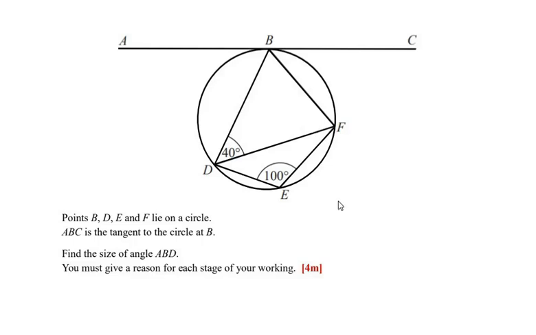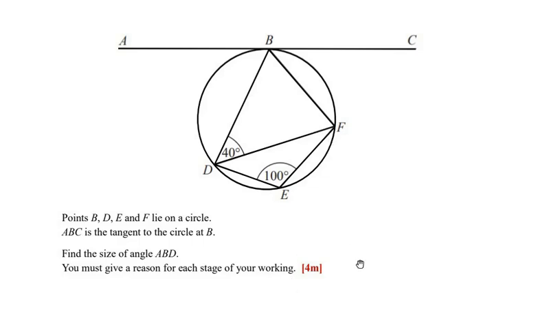In this video we are going to solve a question from Circle Theorems, which is referred from GCSE Edexcel paper 3, that is a calculator paper. Points B, D, E and F lie on a circle. ABC is a tangent to the circle at point B. Find the size of angle ABD. You must give a reason for each stage of your working.